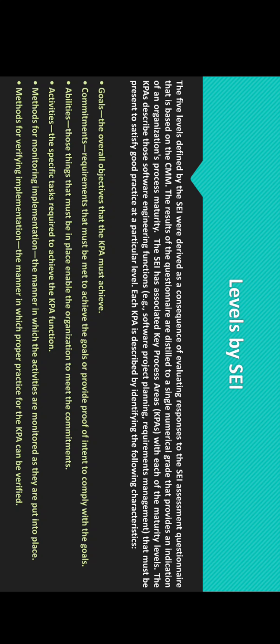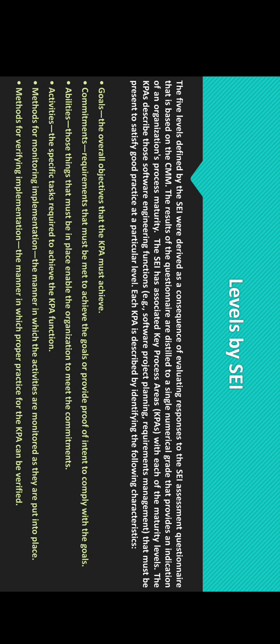Requirements must be gathered in such a way that they meet the organizational goals or provide proof of intent to comply with those goals. The next characteristic is ability. Those things that must be in place enable the organization to meet the commitments of the software process.